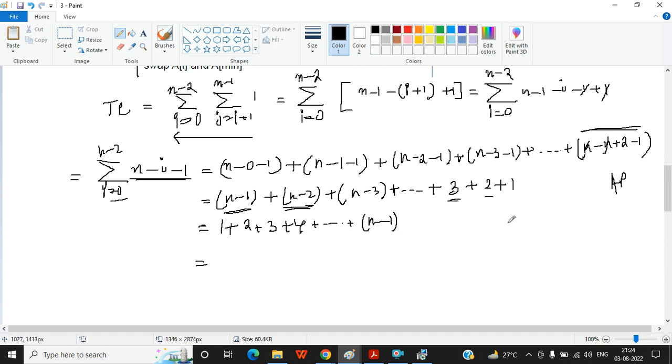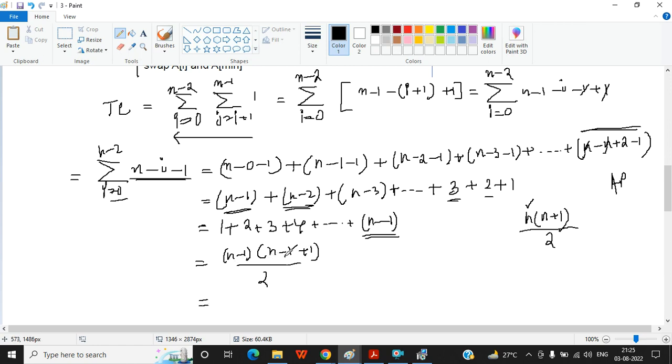Natural numbers. Sum of all natural numbers: n into n plus 1 by 2. But here the value of our n is n minus 1. So replace this n by n minus 1. This n also should be n minus 1, so inside it will be n minus 1 plus 1, all by 2.